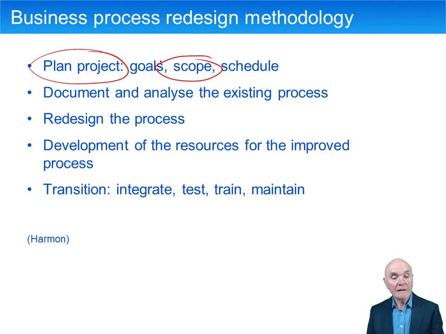We redesign the process and may go through several iterations of the redesign stage. And then there is the development of the resources for the improved process. It could be the writing of software, it could be training people, it could be putting up a new factory, it could be installing robots in a warehouse. So we have to develop these resources, whether they're physical resources or software resources, to accomplish the change. It could be training, it could be recruiting people.